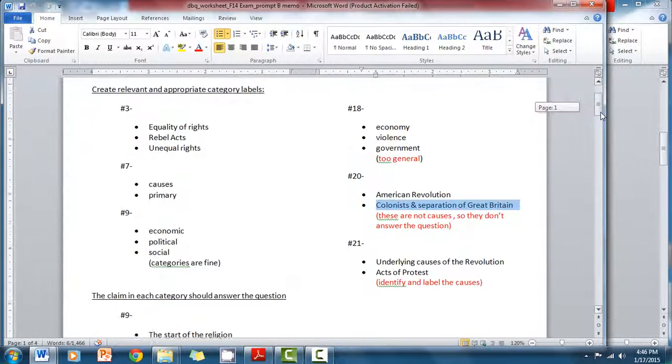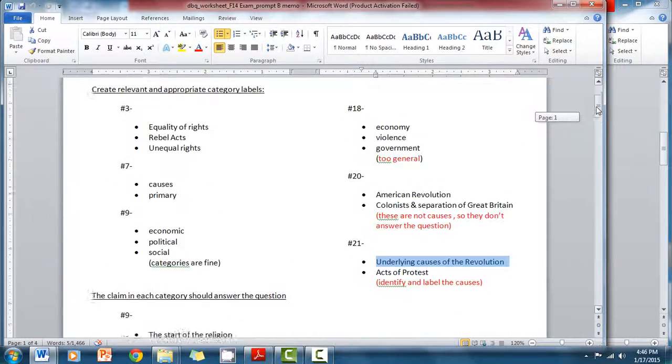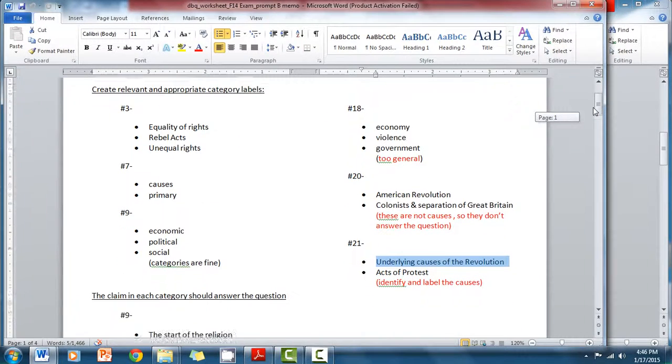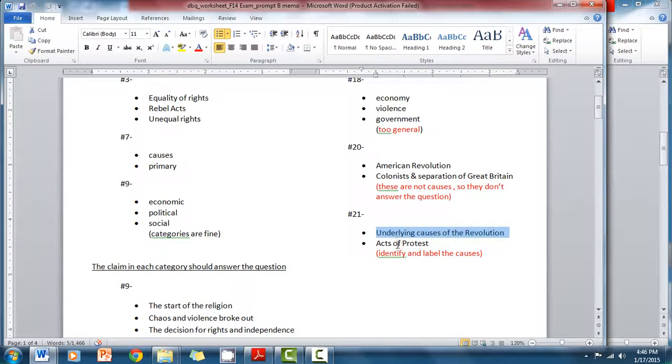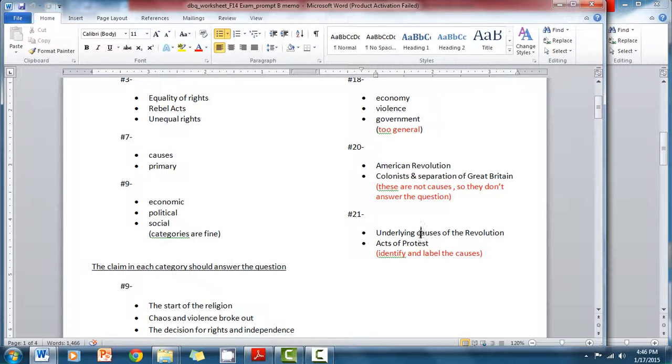All right, next student number 21, underlying causes of the revolution. Okay, that's not a cause. That's not a broad umbrella category label for the different types of causes. And acts of protest. Now, that's pretty good. Acts of protest definitely can be a cause of the revolution. So this one here just needs that first one, that just doesn't fit.